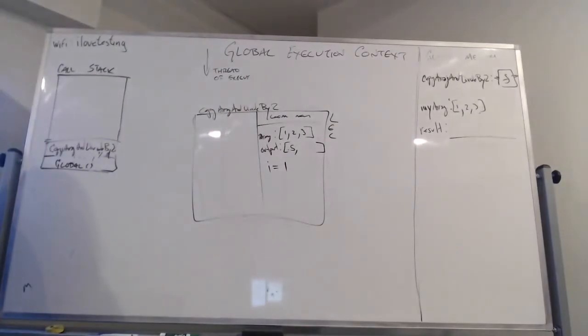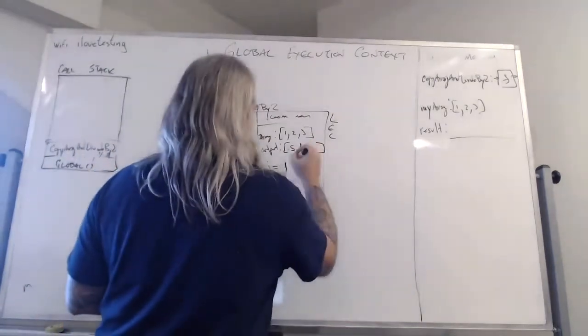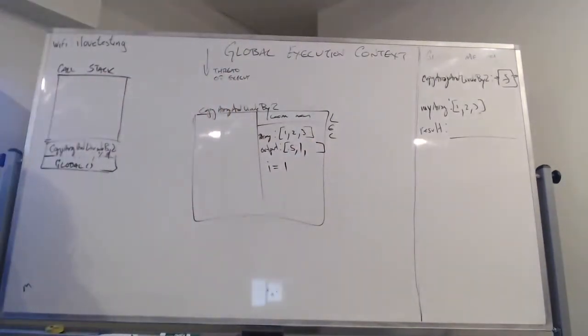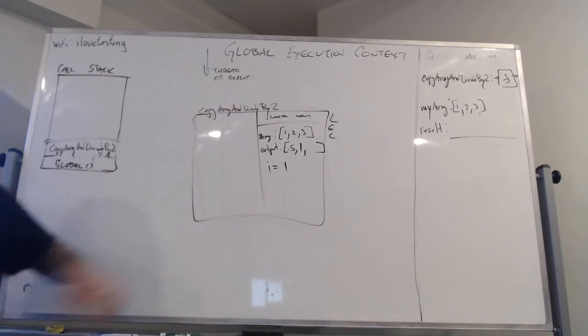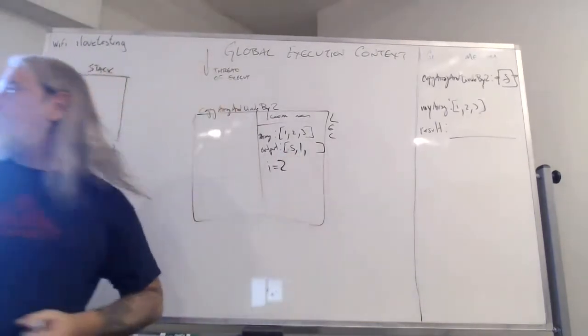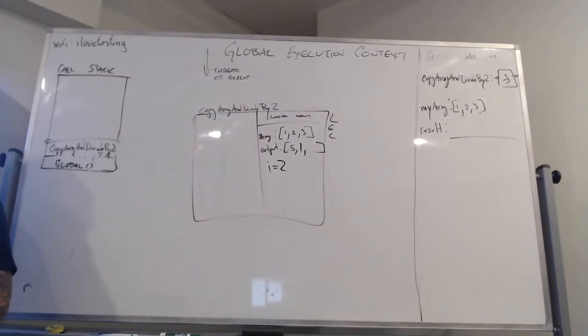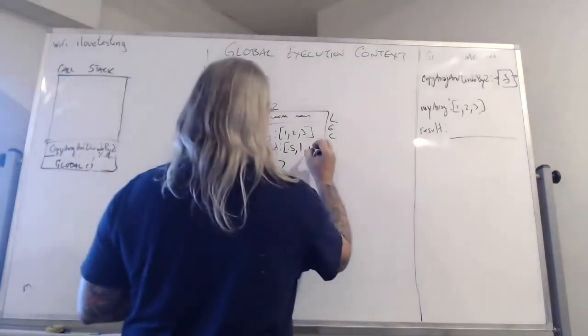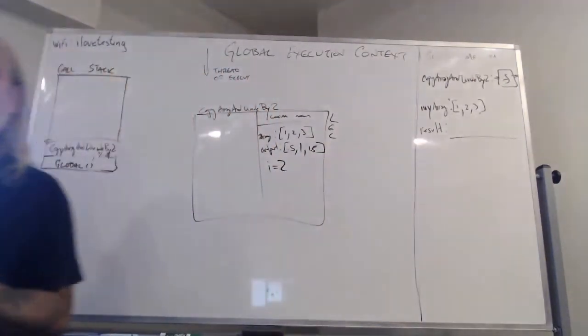Is 1 less than 3? It is. Keep going. Array at 1. What's there? 2. 2 divided by 2 is 1. 1. Sweet. Math is still working. That's good to know. And then we're going to increment I. 2. Is 2 less than 3? Yes, it is. Array at I is 3, which gives 1.5. Gets pushed onto output.